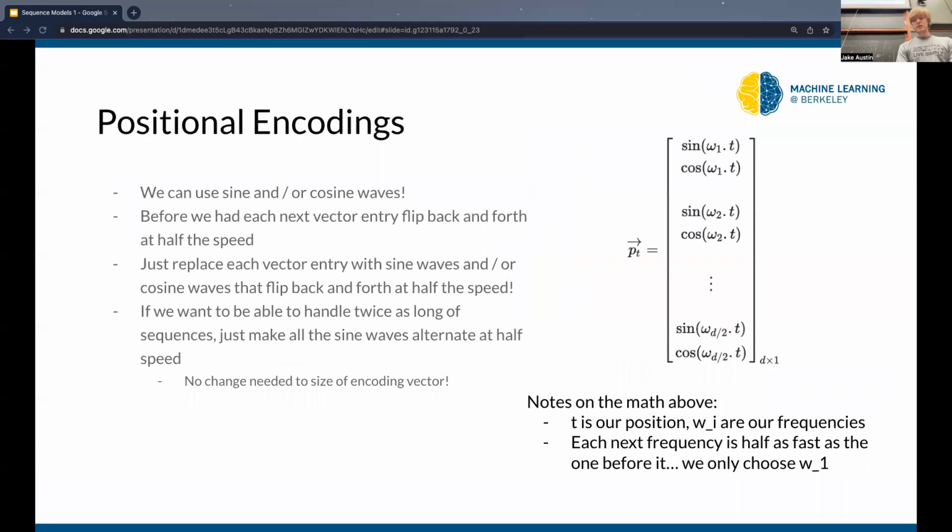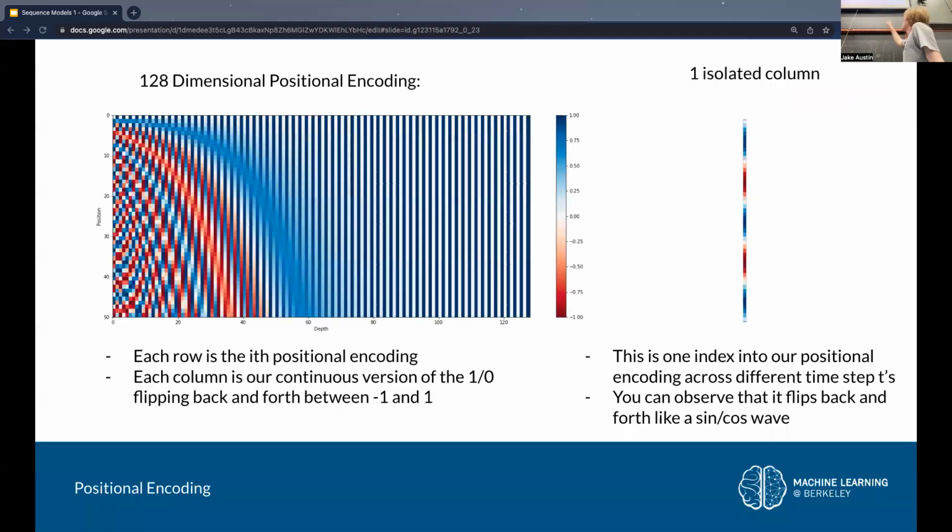If you have questions to work through on your own, feel free to go back and take a look at the slide decks, and think about why this expression, evaluated at different values of t, will give you these things on the right that slowly alternate back and forth.